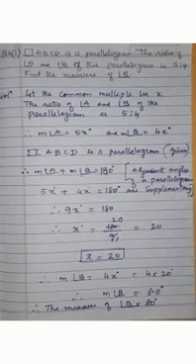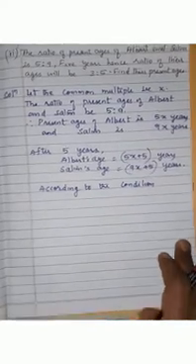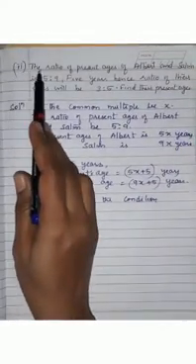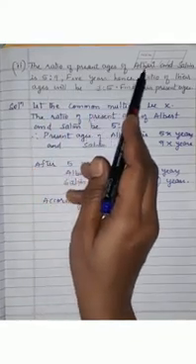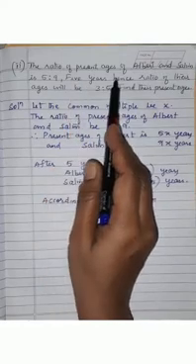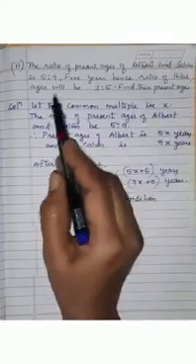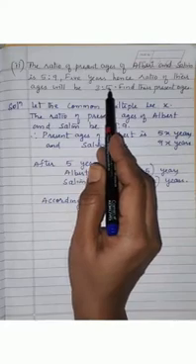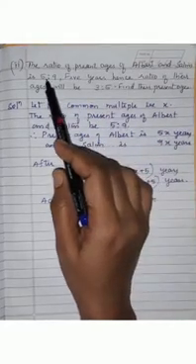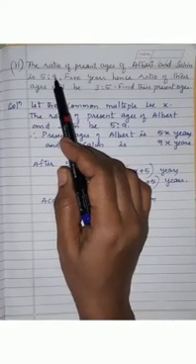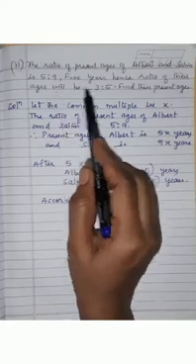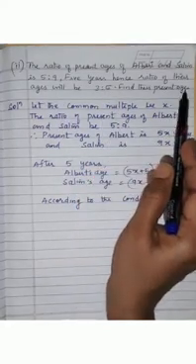Okay children. Now students, our second sub question of question number 4: the ratio of ages of Albert and Salim is 5:9. Then 5 years hence, the ratio of ages will become 3:5. Then find their present ages. They have given the ratio of present ages of Albert and Salim, and after 5 years, their ratio of ages will become 3:5. Then find their present ages.